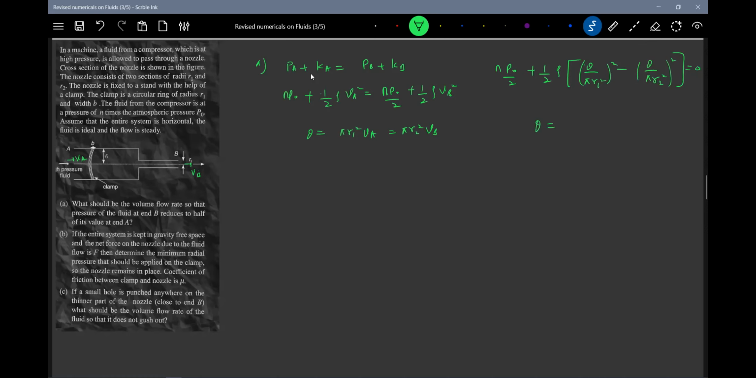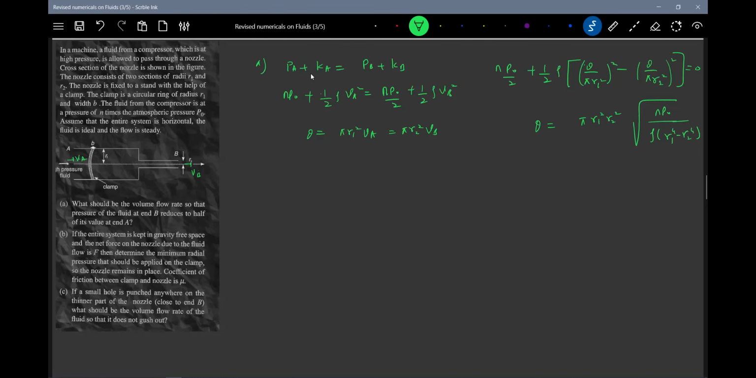I think this will become Q equal to pi R1 square R2 square, one term will come outside, then NP naught by rho, R1 to the power of 4 minus R2 to the power of 4. Simple calculations, the 2 gets eliminated there. Okay, the first part is very easy.